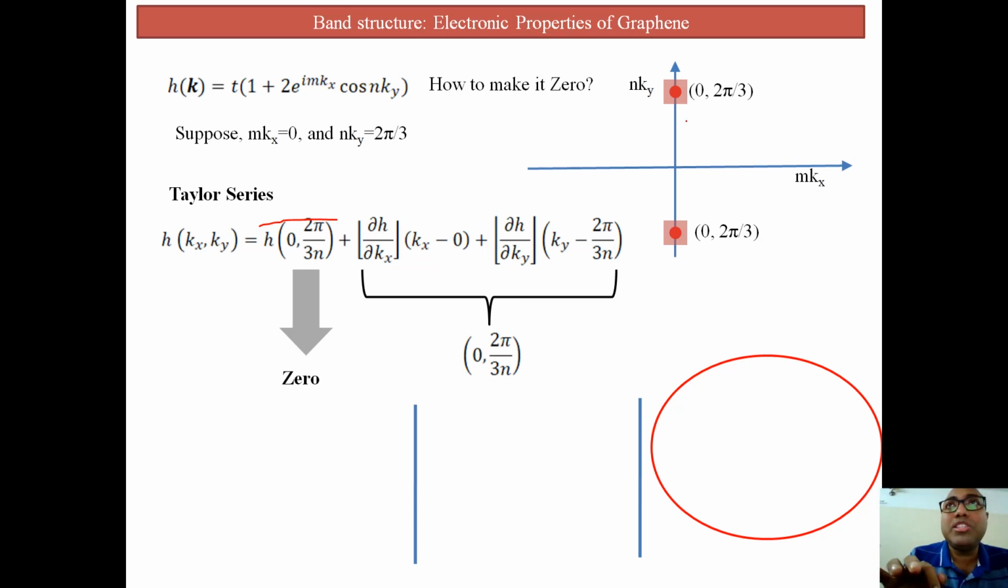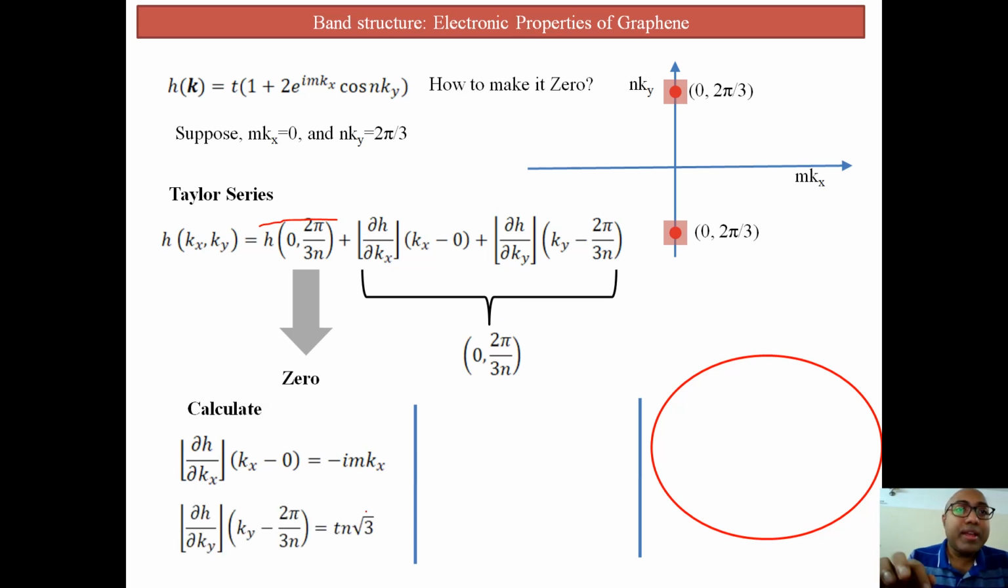So where 0, 2 pi by 3, no? This function, so this is my function, no? h(k) = 1 + 2 to the n. So if you put 0, 2 pi by 3, it will be 0. That you know. Now if you do the first derivative and do all this exercise, you will get it is im kx. Similarly, kx 2 pi by 3, you will get 2 pi by 3.